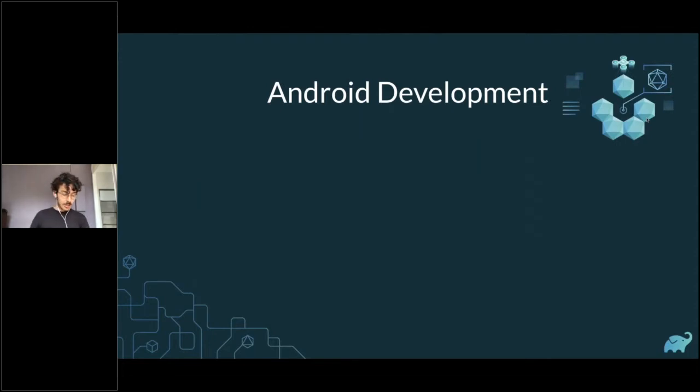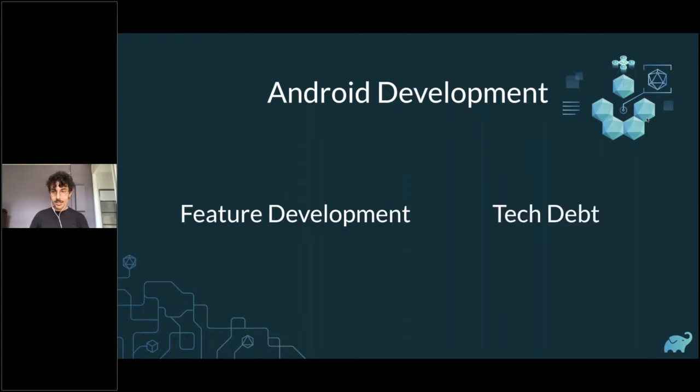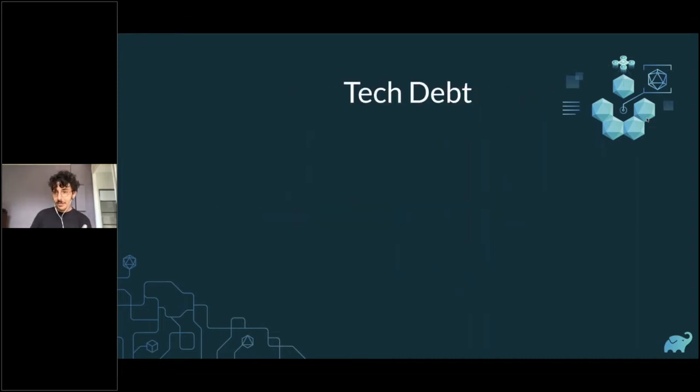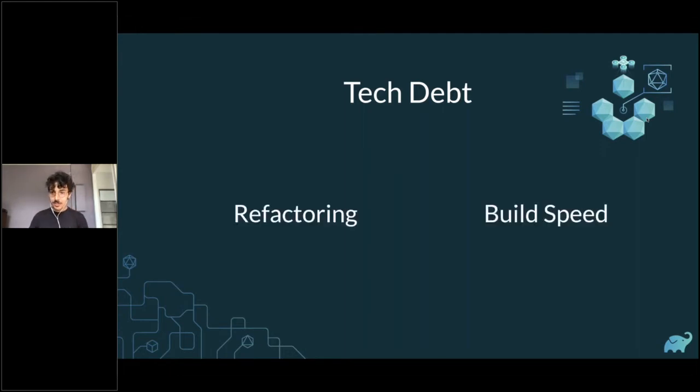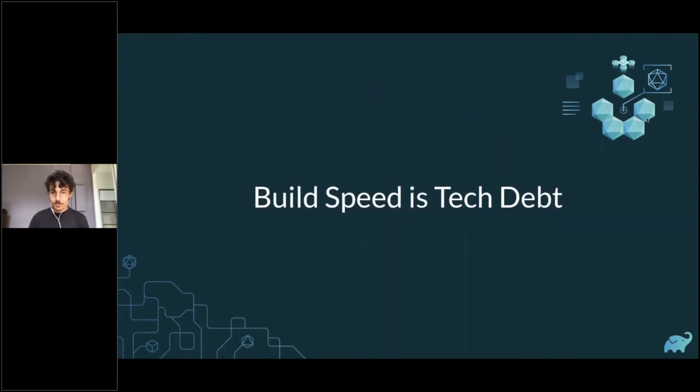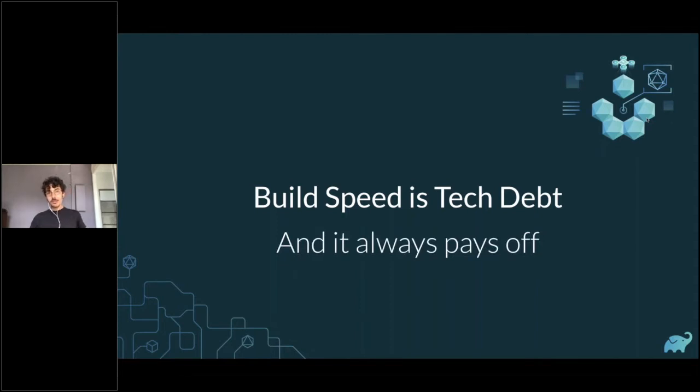Since I've been an Android developer, I know what it's like. You always have feature development and you have tech debt. Obviously, there are other things too: discussions, product research, all kinds of stuff. But in general, you can either work on feature development or tech debt. And I'm going to make the argument that if you're going to work on tech debt, there's refactoring and there's build speeds. I'm going to say build speed is tech debt, but it always pays off, because you're always going to build again, and if you make it faster, you pay off that tech debt that you just saved.